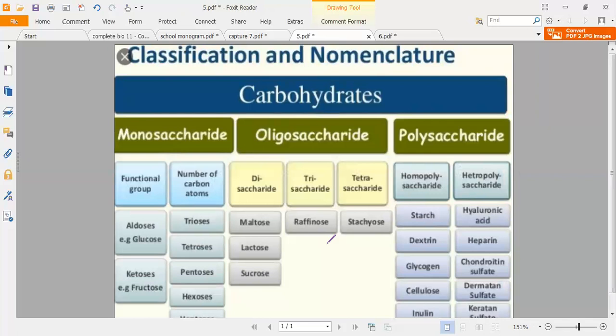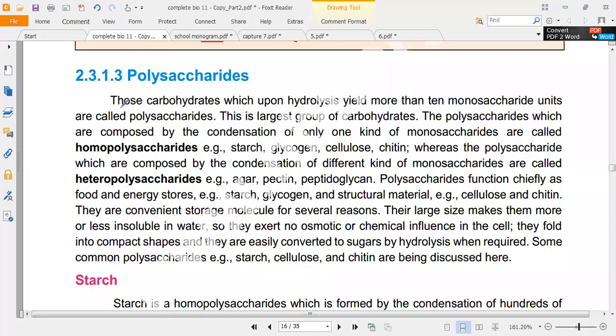If you see this image, as we have discussed before, we have seen monosaccharides, oligosaccharides, and polysaccharides. So today we will discuss this type of carbohydrate, that is polysaccharide, and in that you can see there are two types, homopolysaccharides and heteropolysaccharides, and in that there are different types. What are these and how their structures are, properties, and all the stuff we will see in this topic. Okay, we will see polysaccharides.